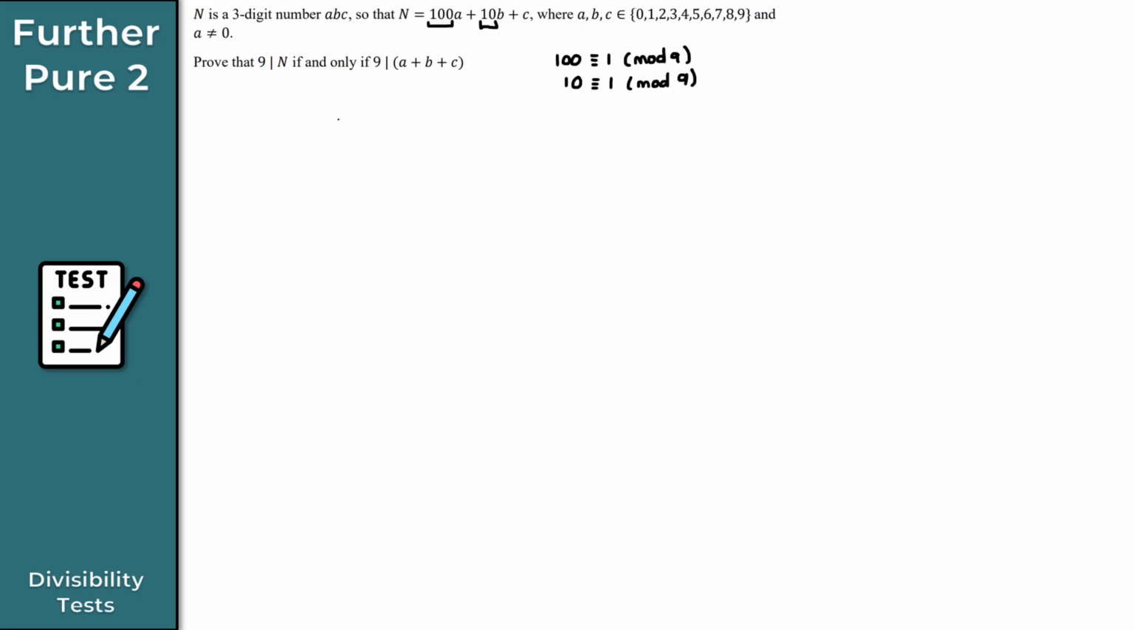Well, what that means here is we can rewrite n. So therefore n is equal to, so originally we had 100a plus 10b plus c. Okay, but this is congruent to, well, 100 is congruent to 1 mod 9, so that's just a. The same is true here for b, so 10 is congruent to 1 mod 9, so that's a plus b plus c. Okay, mod 9 here.